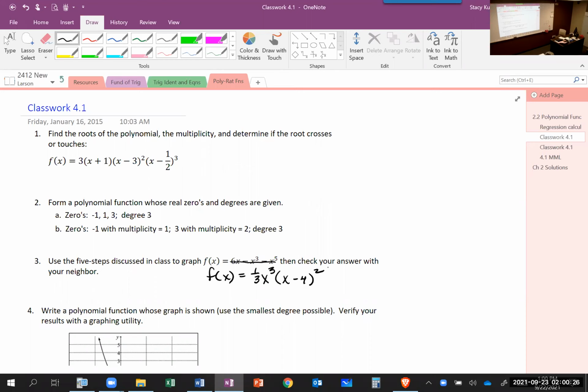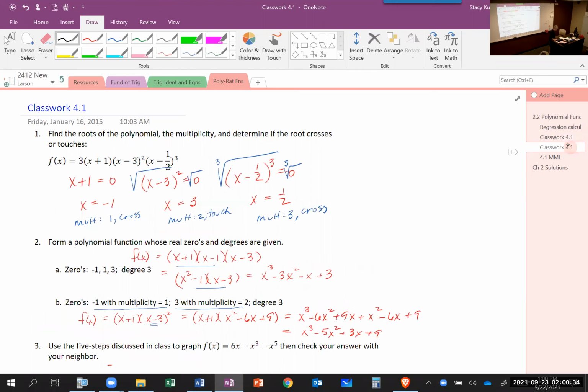So this one is for 2B. All right, let me just throw this up there and then you can go. Here are the answers to the first two. When you expanded number 2, you should have got x cubed minus 3x squared minus x plus 3. And then for the B part, x cubed minus 5x squared plus 3x plus 9.